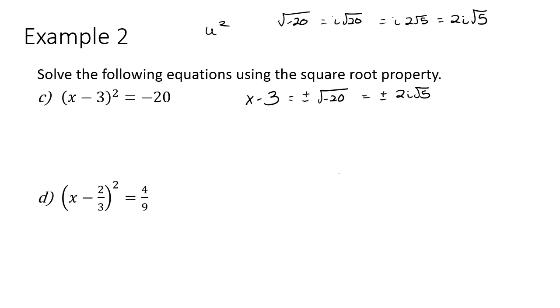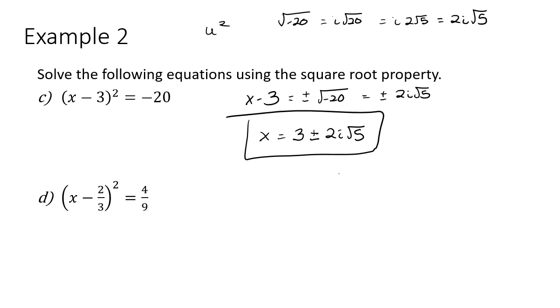Do be a little bit careful here though. Whenever you isolate x after applying the square root property, put anything else in front of the plus or minus sign, because this part should not be plus or minus. So if I add 3 to both sides, this would give me x is equal to positive 3 plus or minus 2i root 5. Again, just to really drive home the point, it's important that you know that this is two separate answers. One is 3 minus 2i root 5, and the other is 3 plus 2i root 5.